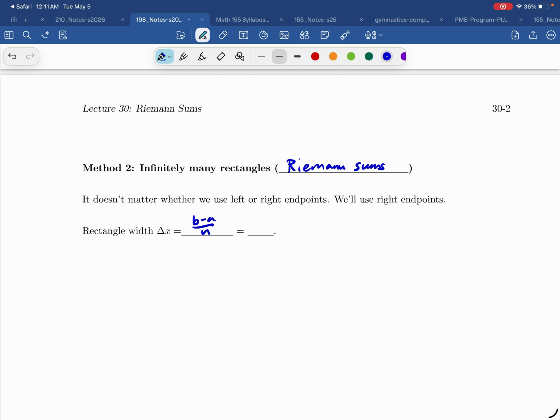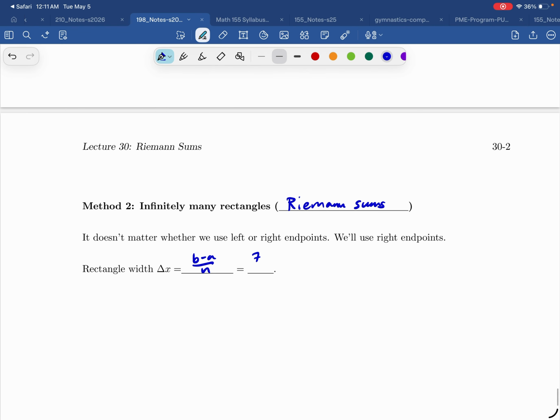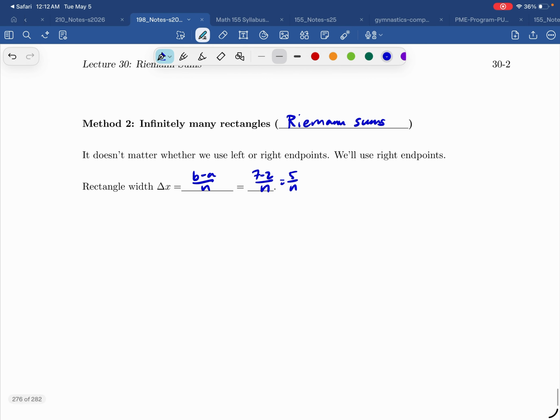And I don't exactly know why I wrote a second equal sign. I guess in this case, for our specific case, we do have that it's 7 minus 2 over n, which equals 5 over n, right? All right, so the area equals... now normally I would sum up just like 5 rectangles or whatever, but I guess now we have infinitely many rectangles.